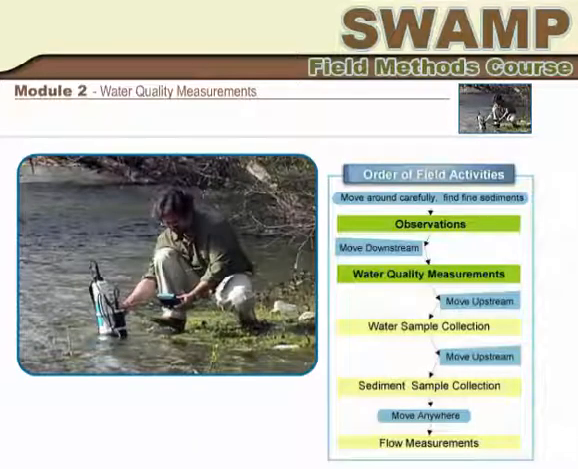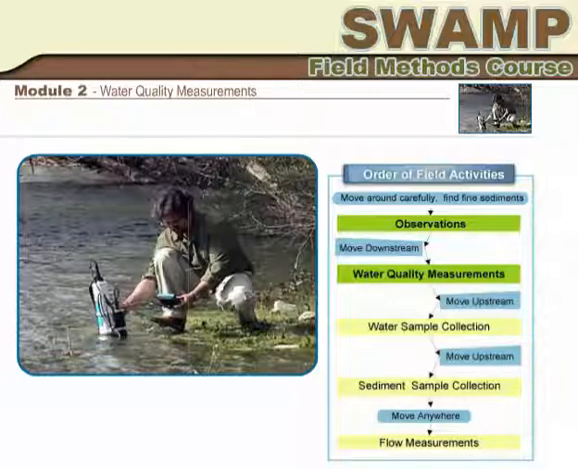Welcome to the Water Quality Measurements module. As you can see by the activities highlighted in green on your screen, observations and water quality measurements are usually first in the series of field activities you perform during one station visit. If you plan to do all the activities shown, it makes sense to first identify a good area for sediment collection, where deposition occurs, and leave it undisturbed by moving downstream to do the other activities. You may do the observations anywhere, but start the activities that require wading well downstream of your fine sediment area. Then, move upstream for water and sediment collection.